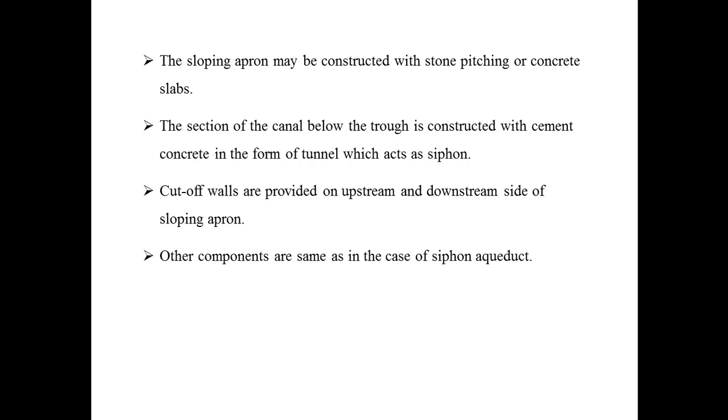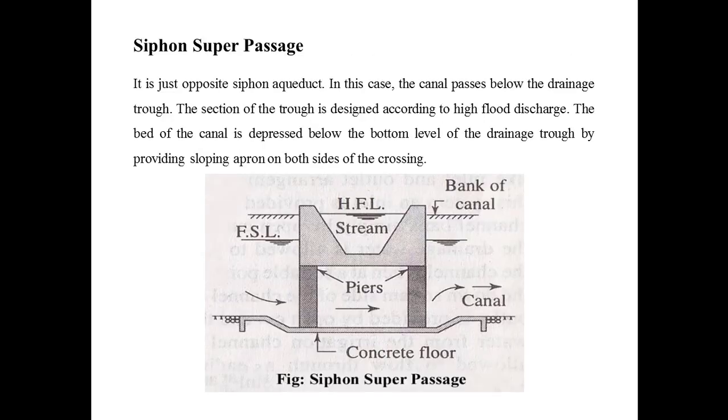The cut-off walls are provided on the upstream and downstream sides of the sloping apron, and the other components are the same as in the case of the siphon aqueduct. So basically it is just opposite to the siphon aqueduct. All the structures are similar to the siphon aqueduct. The only difference is that the canal passes below the drainage trough.